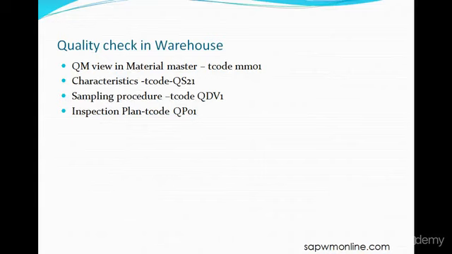we need to create a QM view in the material master. The T code is MM01. We need to create characteristics. The T code is QS21. We need to have sampling procedure in place. The T code is QDV1, and we would need to have an inspection plan. The T code is QP01. So this is a part of the master data that would be required to test the complete cycle.